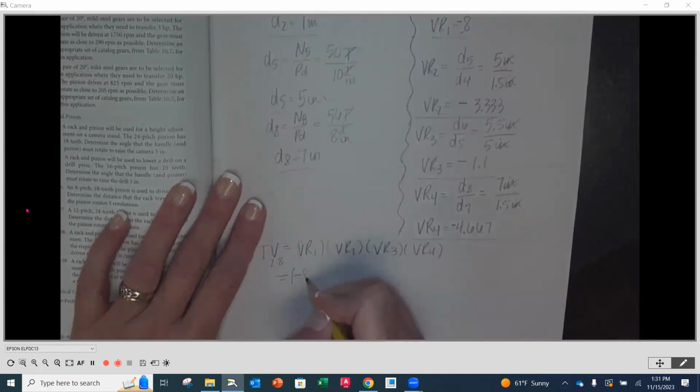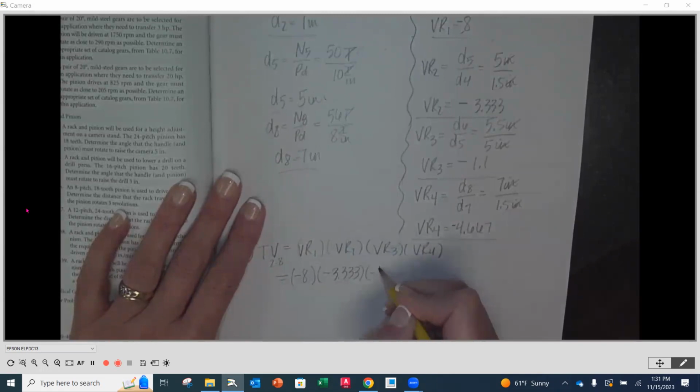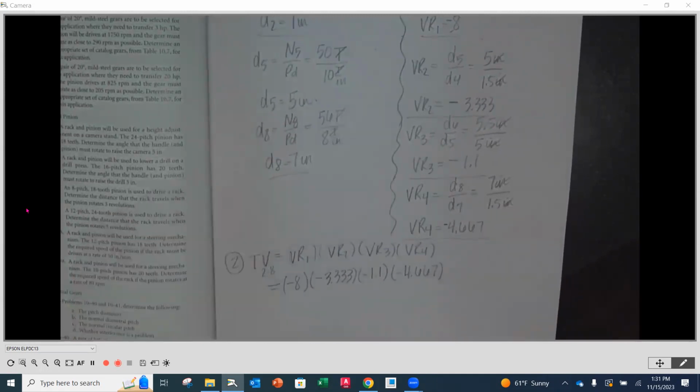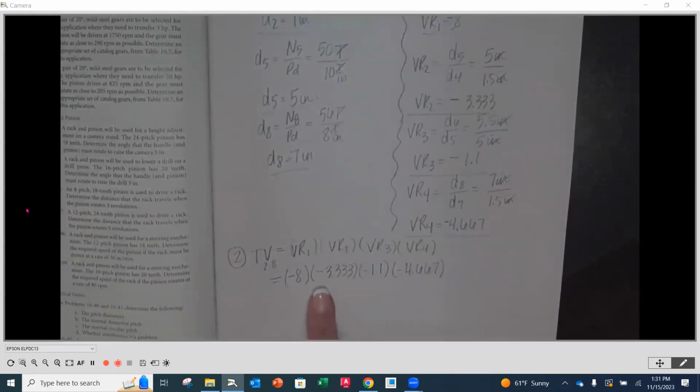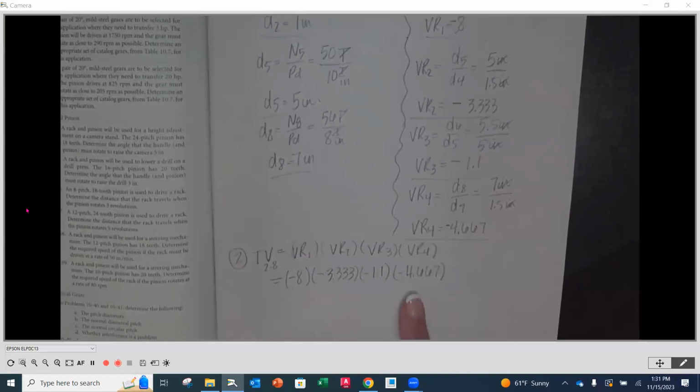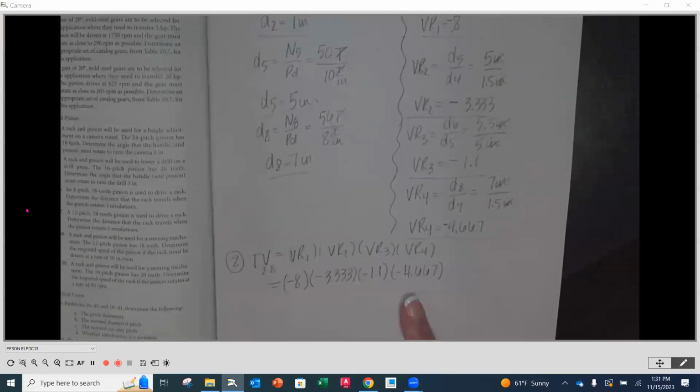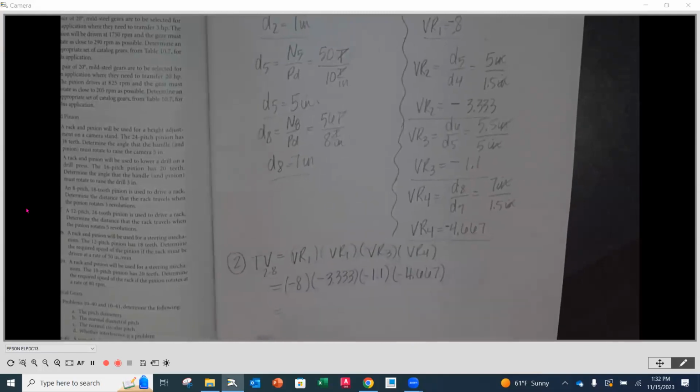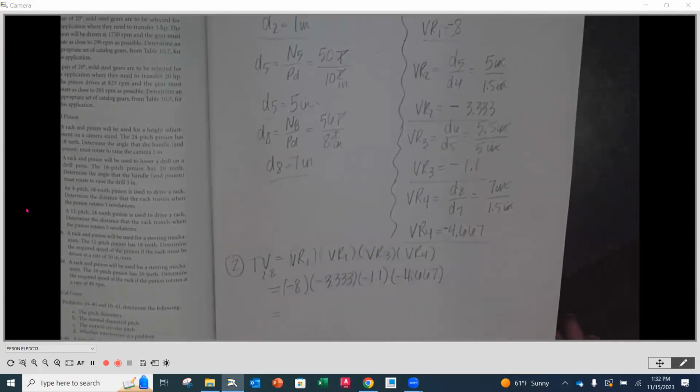So this first one's going to be negative 8. The next one is going to be a negative 3.333. The next one is going to be a negative 1.1. And the last one's going to be a negative 4.667. Okay. So now looking at, even before we put the numbers in, if this is going to be a negative times a negative positive, times a negative, negative, times a negative one more time, it'll be a positive value. Okay, so you don't necessarily have to put those negatives in when you do your numbers, because you know now it's going to be a positive value when we get done.